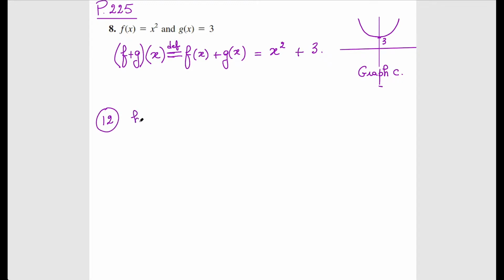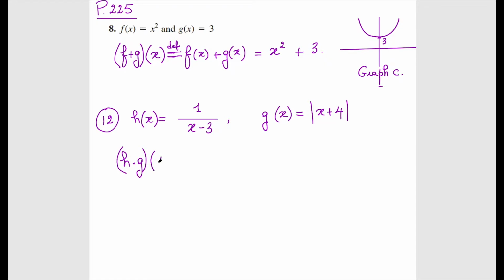We have h of x to be 1 over x minus 3, and g of x to be the absolute value of x plus 4, right? The question is, we need to find h times g acting at 4. So we need to find the output under the function h times g if the input is 4. Okay.